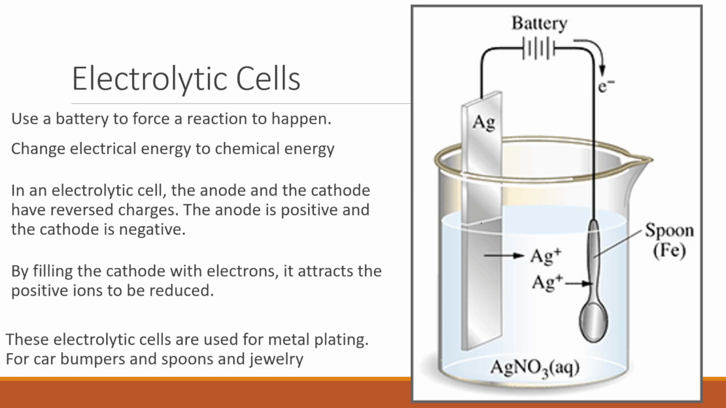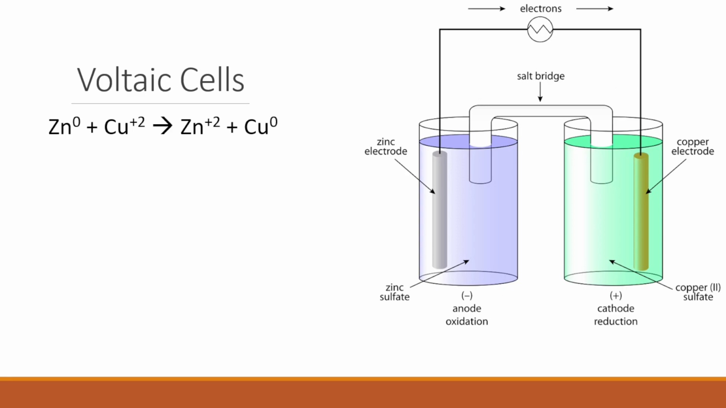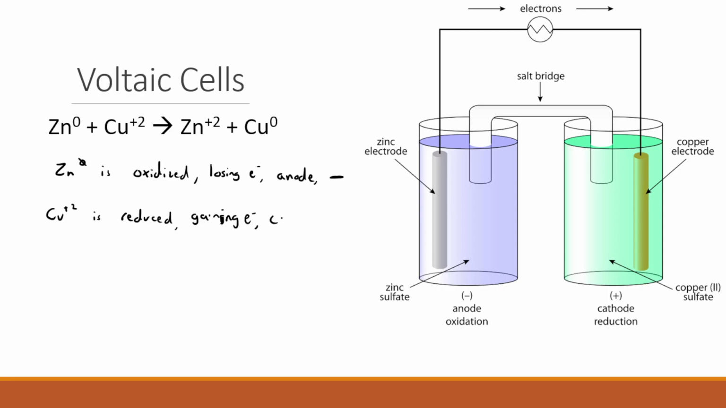Now let's take a look. Let's jump back for a second. We said this one was a voltaic cell. We said that zinc is oxidized, that it was losing electrons, that it was the anode, and that it was negative. We said that copper is reduced, that it's gaining electrons, that it's the cathode, and that it's positive.